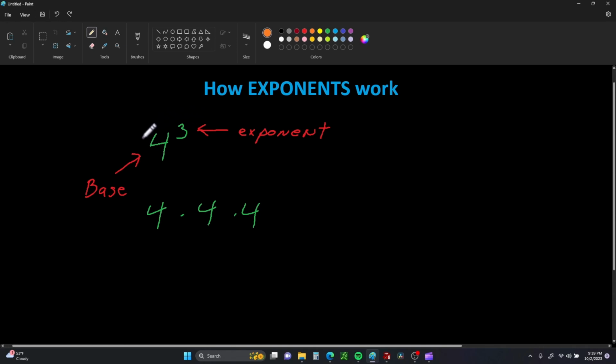When it's written in this form over here, that's called written as a power. And sometimes it's also called the condensed form. When it's written like this, it is called expanded form.